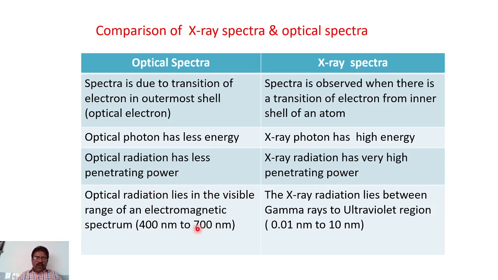Then next point is regarding the region of electromagnetic spectrum which is covered by optical spectra and X-ray spectra. So optical radiation lies in visible range of the electromagnetic spectrum, and if you consider in terms of wavelength, then the wavelength is in the range of 400 nanometer to almost 700 nanometer. Then if you consider the X-ray radiation, they lie between the gamma rays and ultraviolet region of the electromagnetic spectrum. So the wavelength region is 0.01 nanometer to 10 nanometer. So this is the wavelength of these radiations.